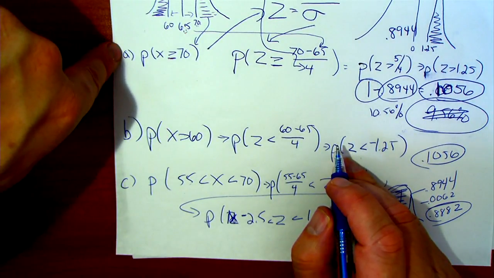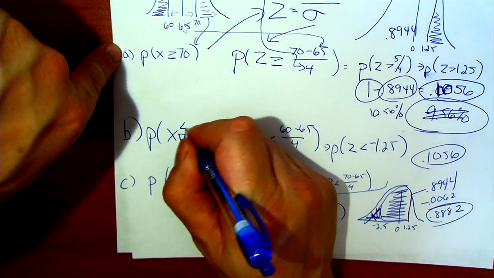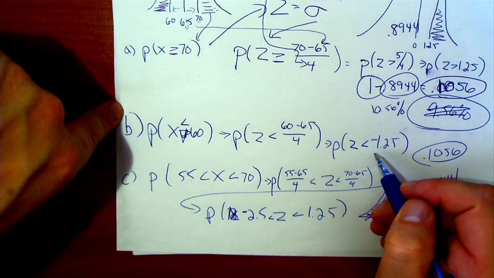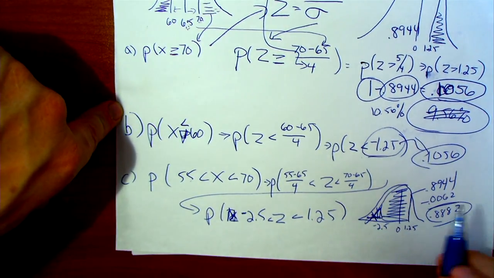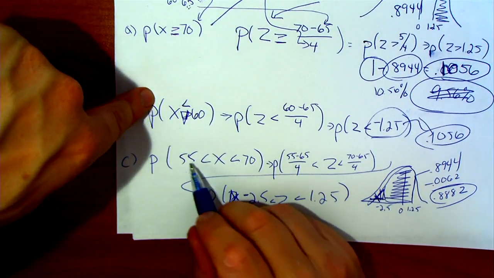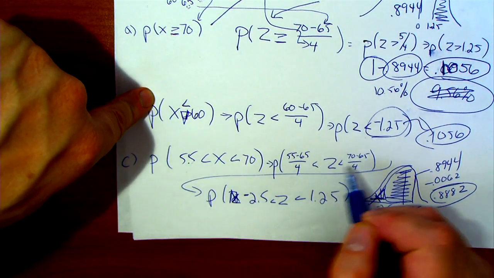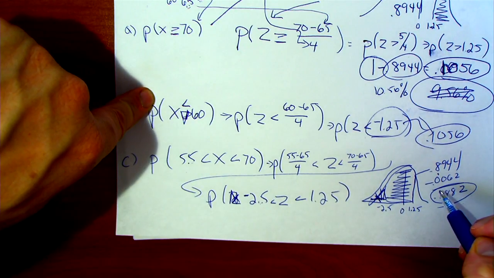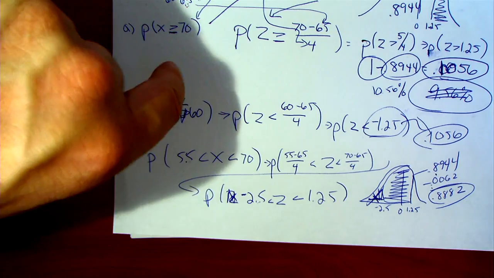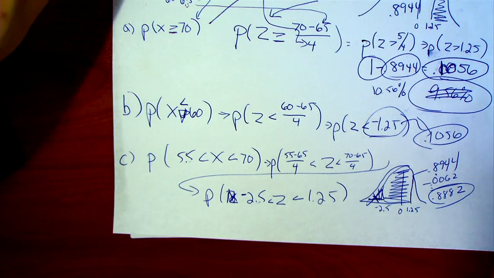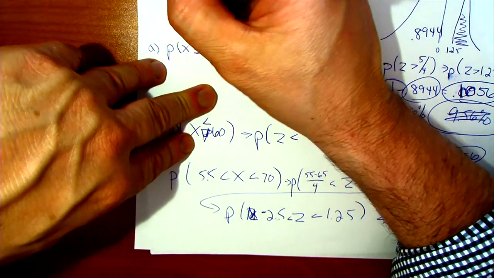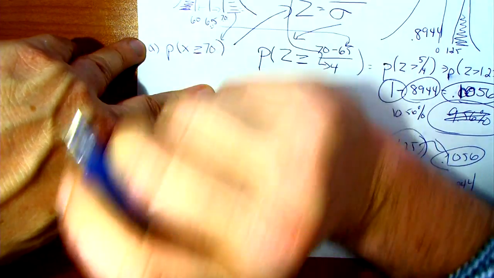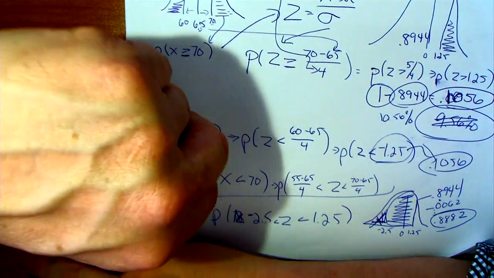If it's less than, I don't know why I started with a greater than sign, but if it's less than, we just do a lookup. We looked up negative 1.25, got our answer. If it's between 2 values, we find the z-values, and then we look up the bigger one, and then subtract out the lookup of the smaller one. So this was number 8, okay, in your book on page 116.